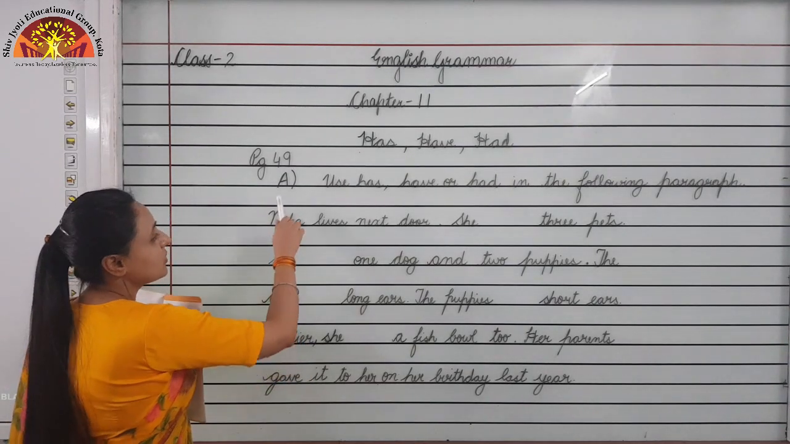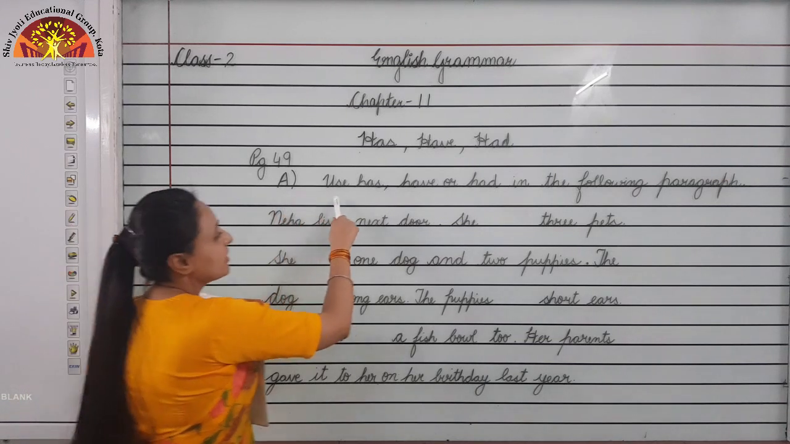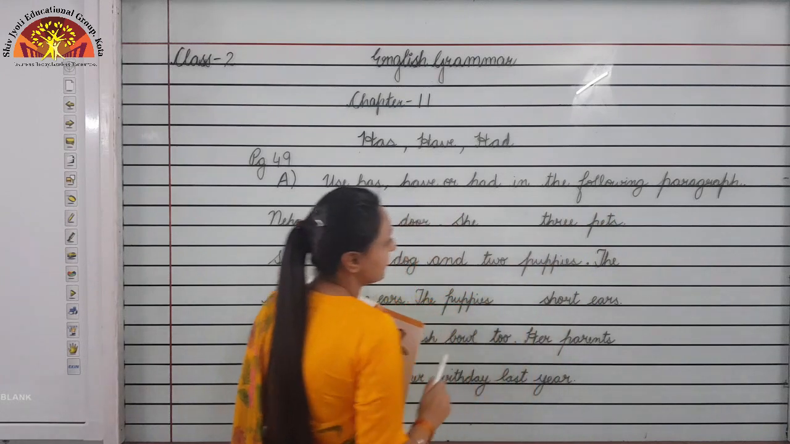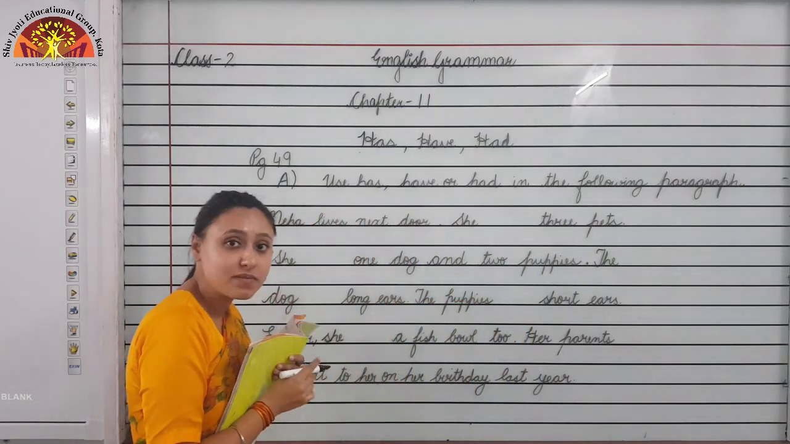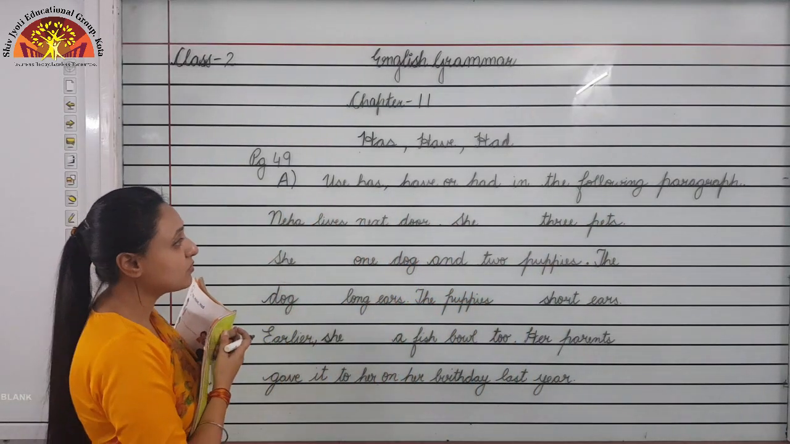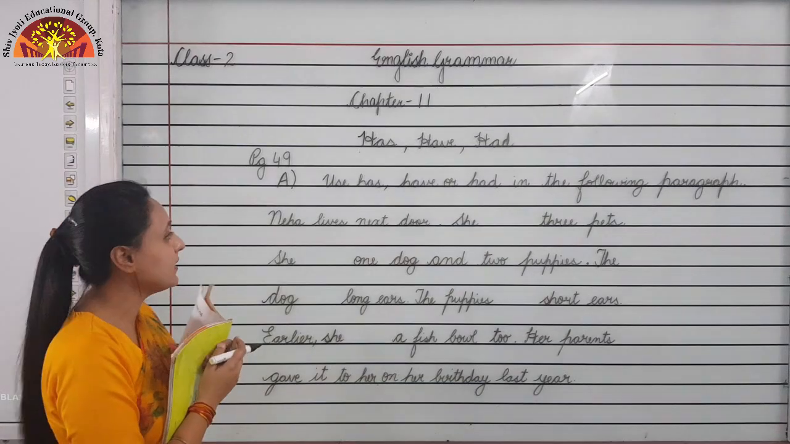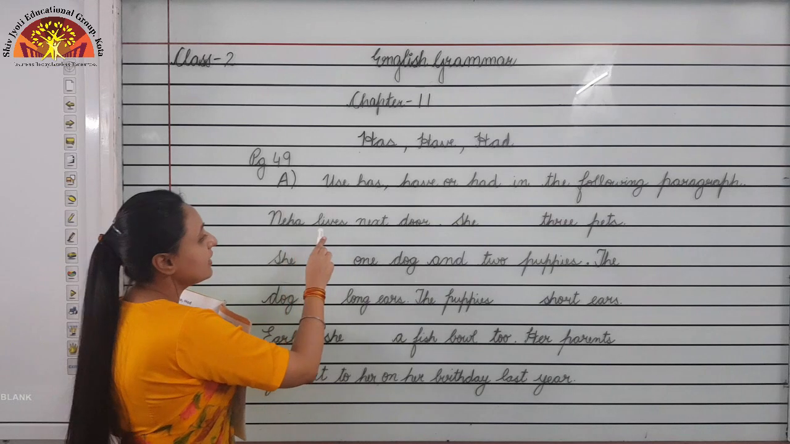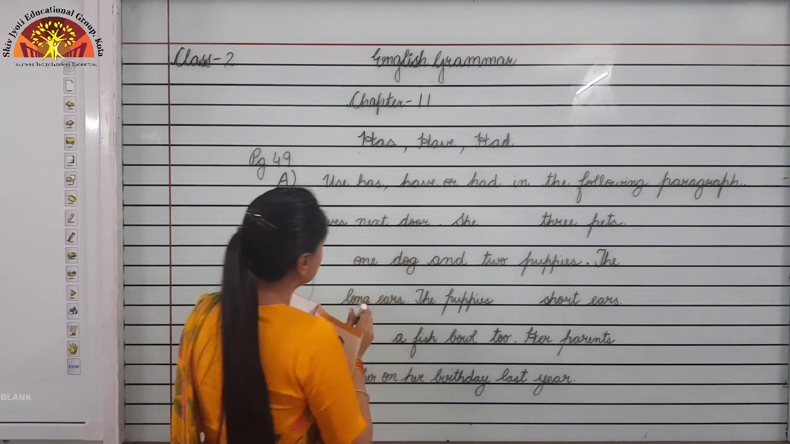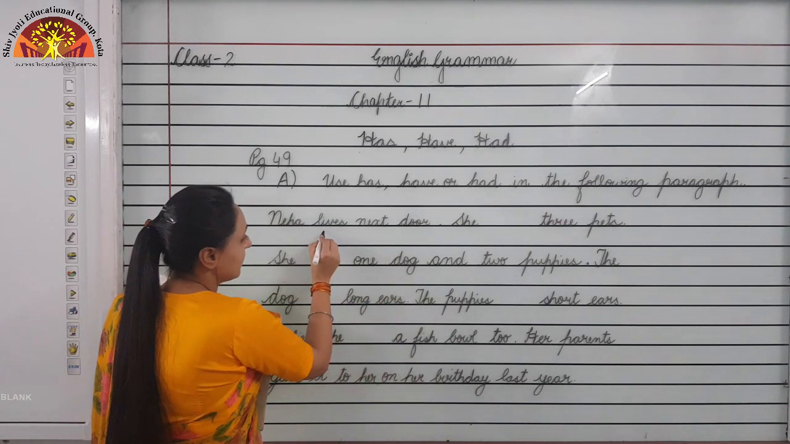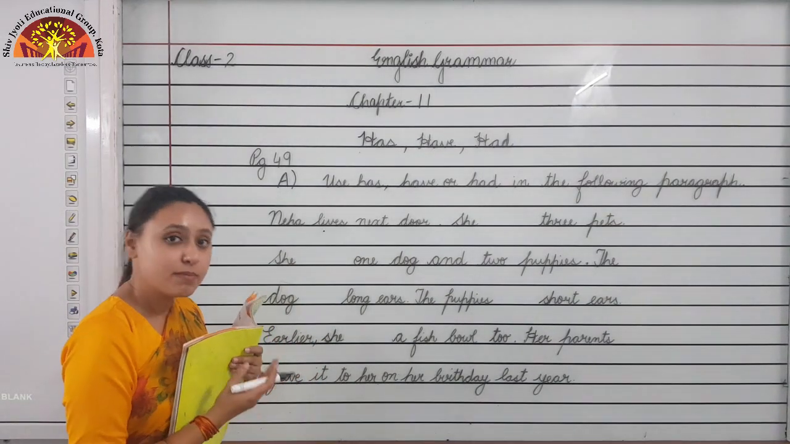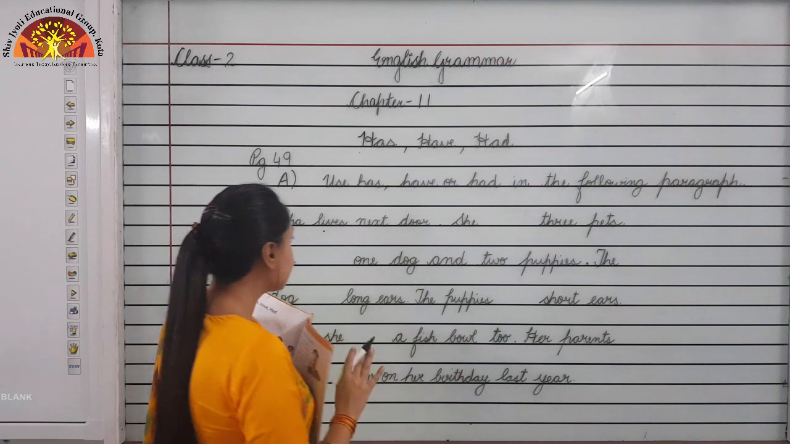Page 49. Question A. Use has, have or had in the following paragraph. So children, when a paragraph is given to you, we have to use has, have or had. Okay. Let us start the paragraph. Neha lives next door. So here lives is written, so it means that we are talking about present tense. Okay. This thing is clear to us.